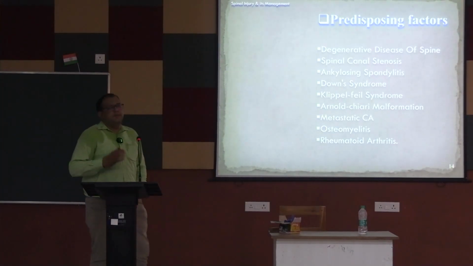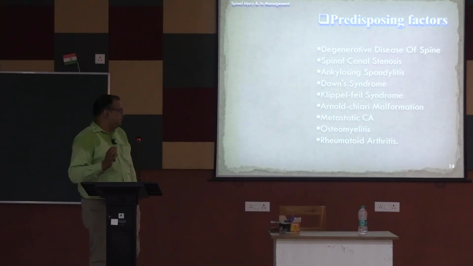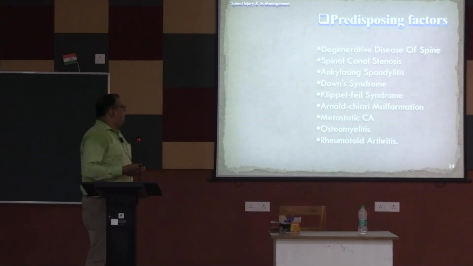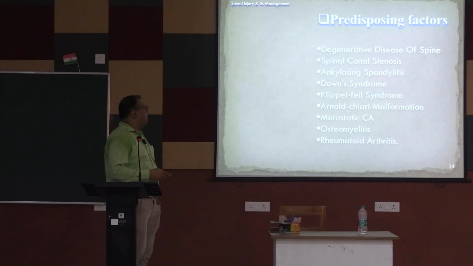Ankylosing spondylitis, which is basically a stiff spine. It's a condition where the ligaments are calcified. So, the spine has become stiff and it breaks with very little force. Down syndrome, Klippel-Feil syndrome, Arnold-Chiari malformation, you don't need to remember all this, just degenerative disease of the spine, osteoporosis, spinal canal stenosis, ankylosing spondylitis, rheumatoid arthritis. That's all you need to remember from here.